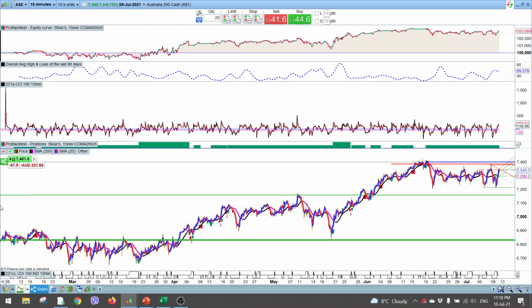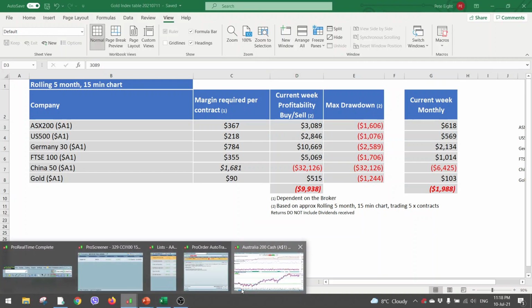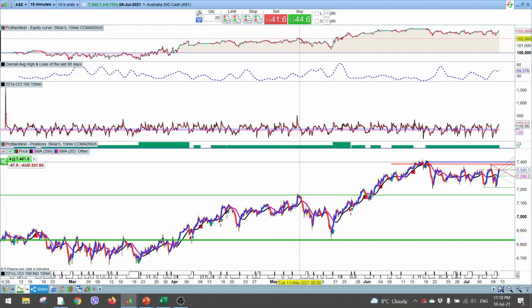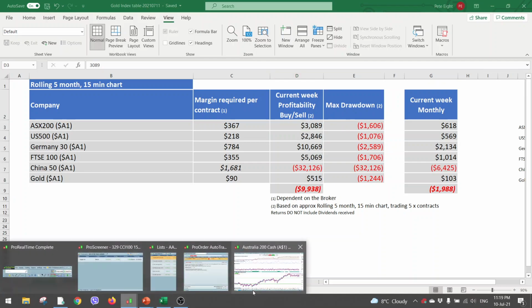So again, as I mentioned in the beginning, we've made just over 3,000 Aussie dollars for the Aussie ASX 200, and that's reflected in that profitability point there with a drawdown of 1,600. And remember, the drawdown is the lowest point, from the high to the low. That would have been the equivalent of a $1,600 drawdown. That's what it means by drawdown.